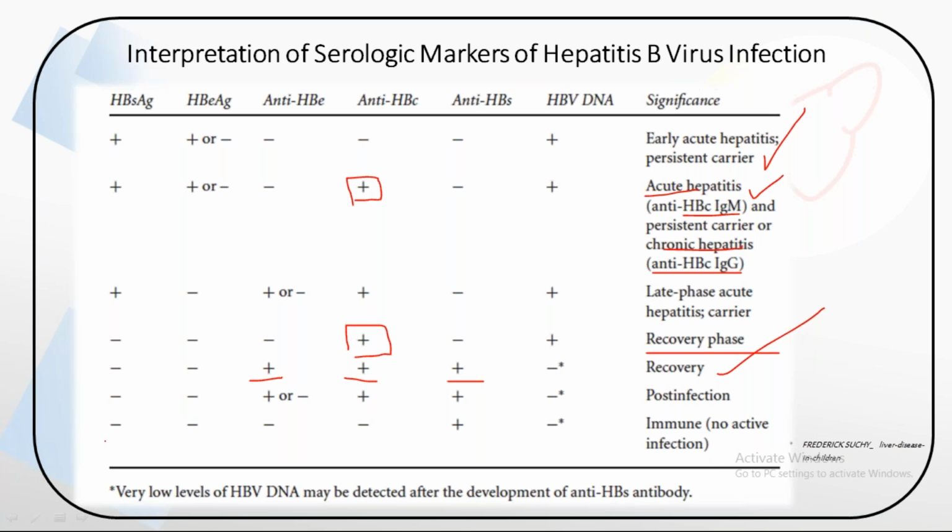If none of them are positive and only anti-HBs is positive, such a patient is called immune. This can happen even with vaccination. The titers should be about 20 international units per ml. So when only anti-HBs antibodies are positive, such a patient is immune. This is from Fauci. This table is better for everybody to understand.